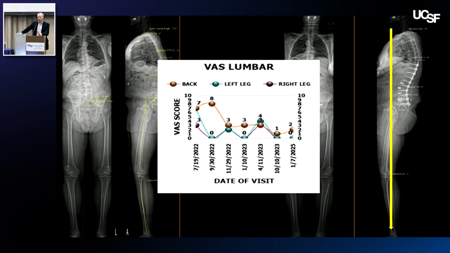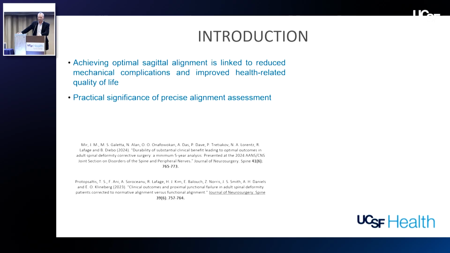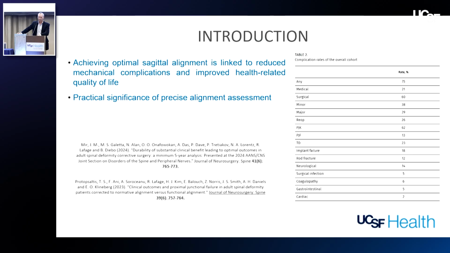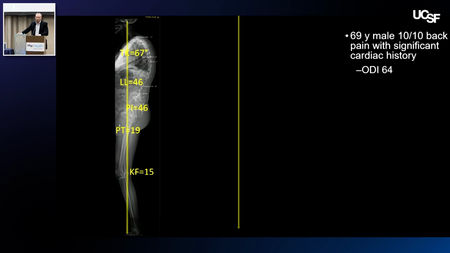So we can do this right, but of course we have a lot of cases where we don't. This paper described the complication rates we see in deformity patients: a 75% complication rate and a 62% PJK rate. That may demonstrate a lack of understanding of the thoracic spine, and I'm certainly guilty of it as well.